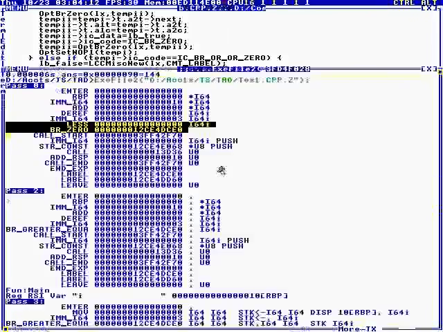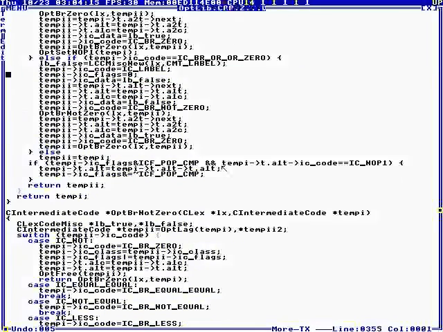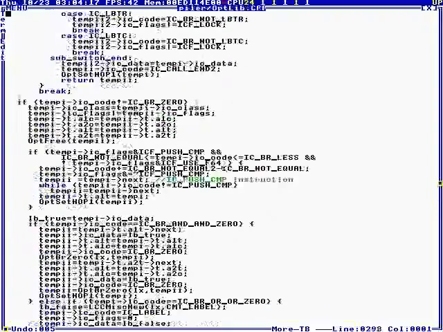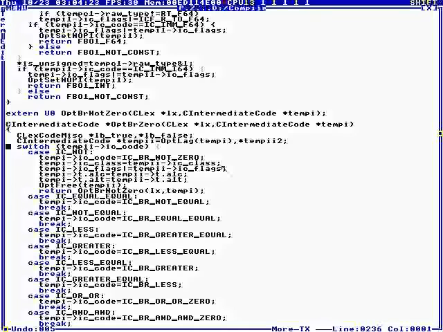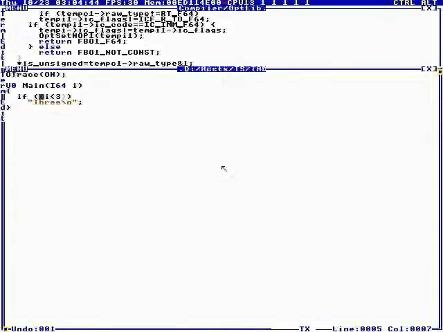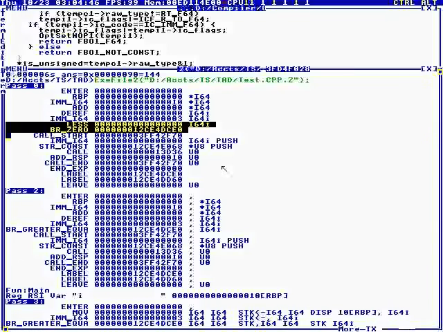So I'm going to look at the branch 0. Okay. So if the previous one is a less than, that's what we have, then what we convert to is branch greater equal. So branch greater equal, that's pretty weird. Is that actually what happens? Yeah, actually branch greater equal.